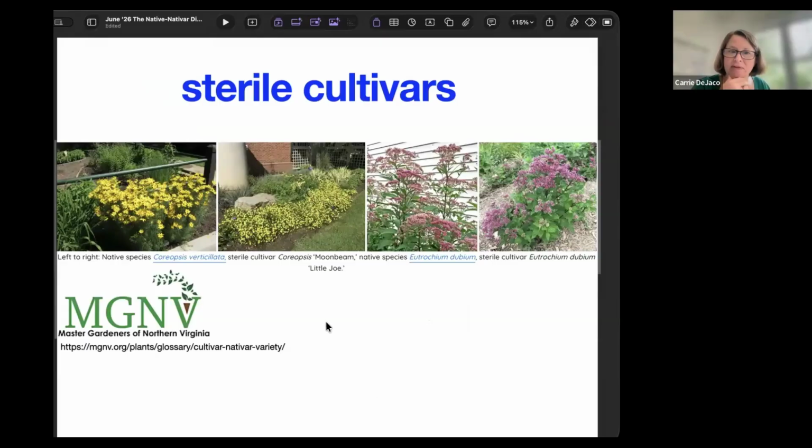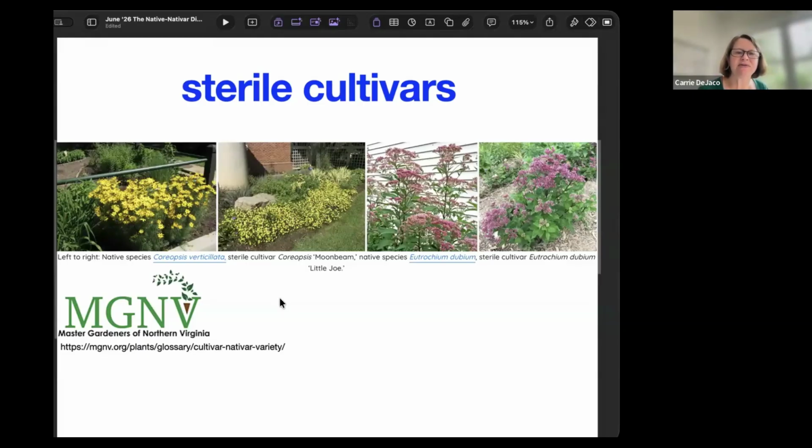Someone asked about sterile cultivars. This is absolutely a thing. Within the aster family, it's very common for an individual plant to refuse to fertilize itself. Here we've got the native species, Coreopsis verticillata. Here we have one cultivar of it, moonbeam. Moonbeam refuses to pollinate itself. It does not want to reproduce with itself, and so it refuses to do so. You cannot have fertile cultivars if the plant will not fertilize itself.